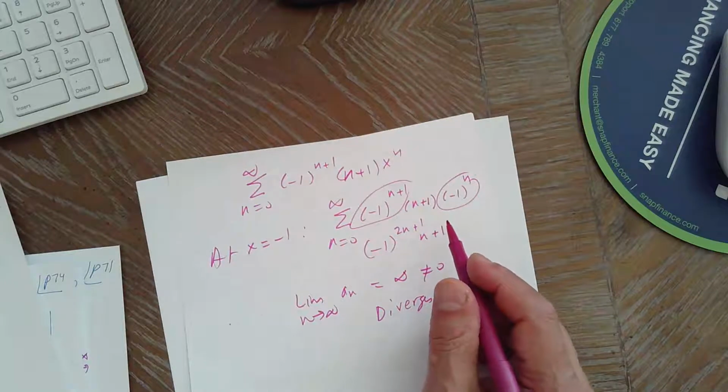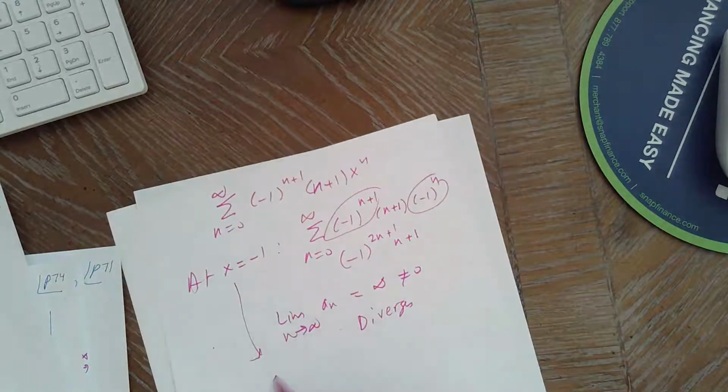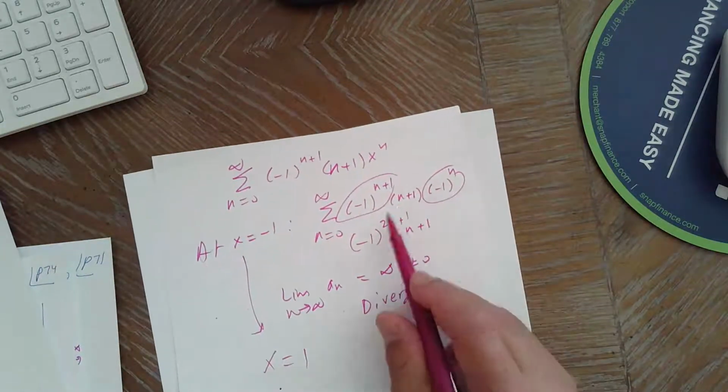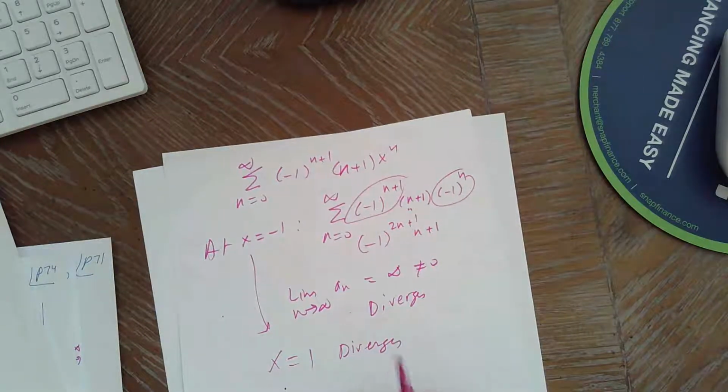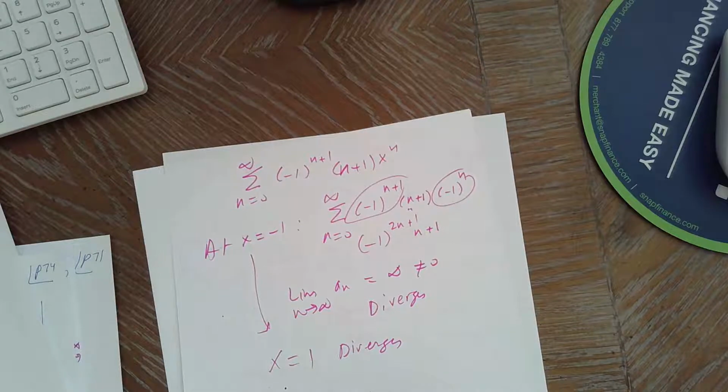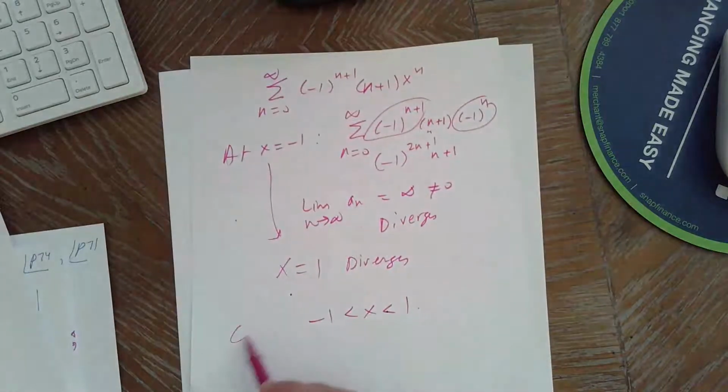And same thing at 1. If you put in a 1, same thing, okay? You get 1 to the n, that's going to give you infinity, so it diverges. So it converges only from negative 1 to 1 and diverges elsewhere.